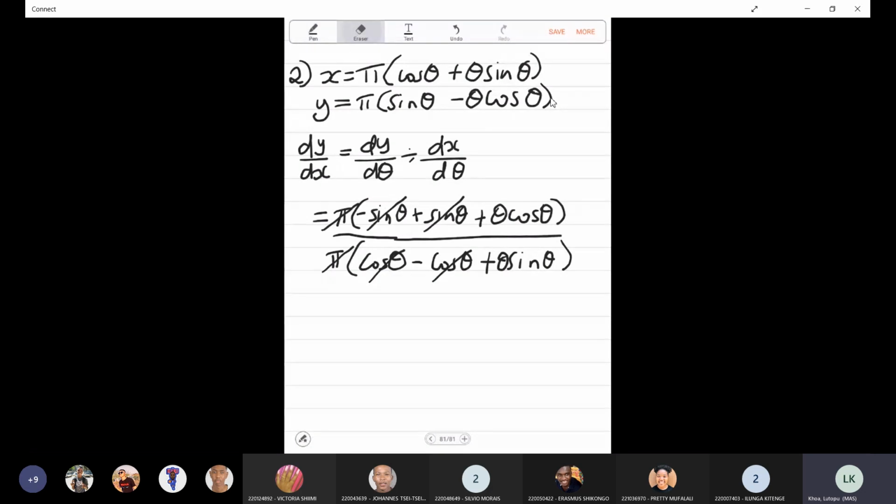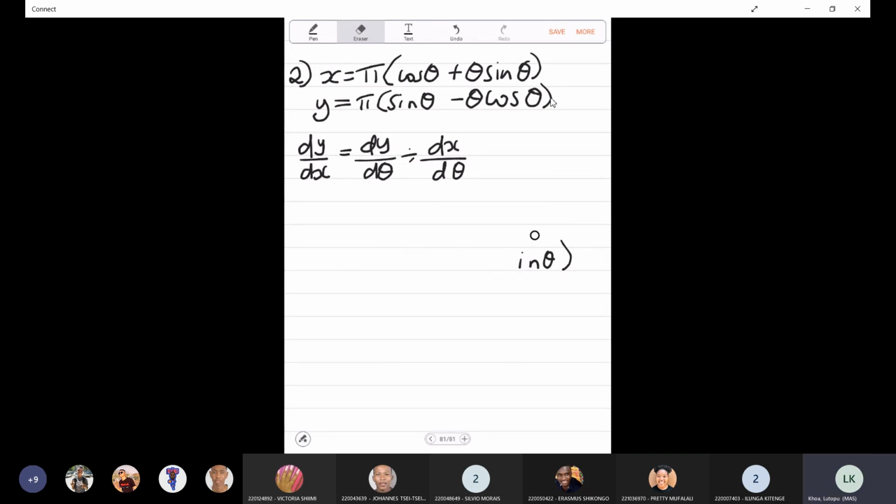Oh, sorry guys, I'm not doing this correctly. I switched the numerator and the denominator. It should be the other way around. dy, so this is pi. The derivative of sine theta is cos theta, and then minus cos theta, then plus theta sine theta.